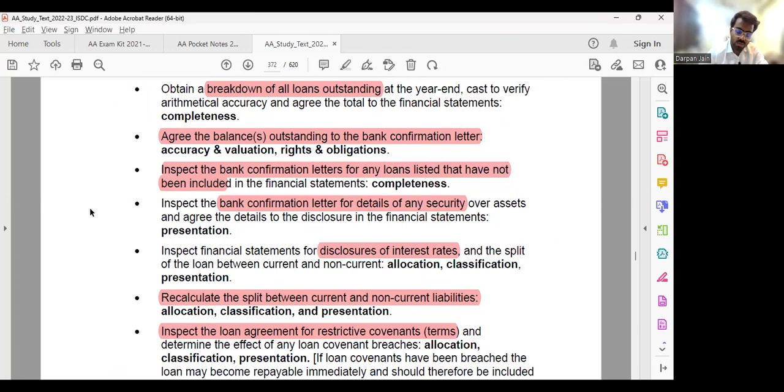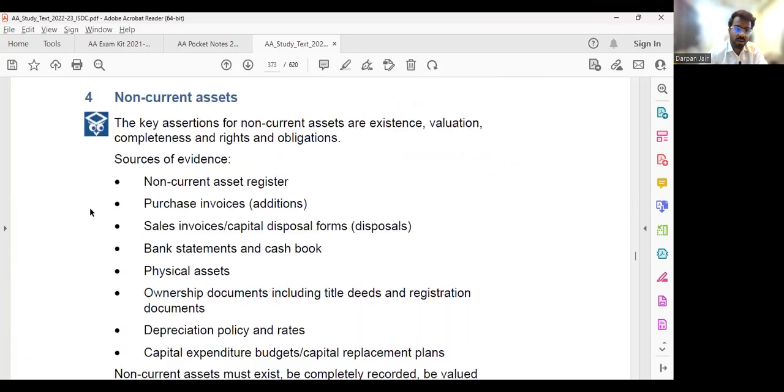Great. Now, let us move to the next area, non-current assets. Like we saw non-current liabilities, now we are going to see the non-current assets. Non-current assets are nothing but your fixed assets. Let's see sources of evidence. What are the different sources of evidence for your non-current assets?